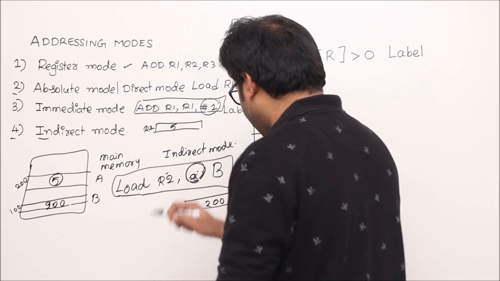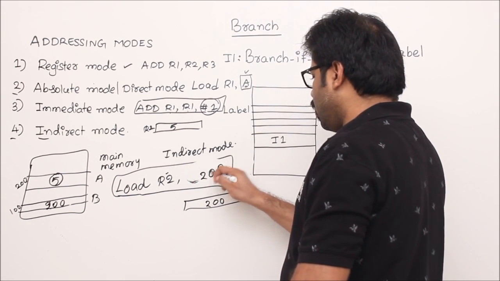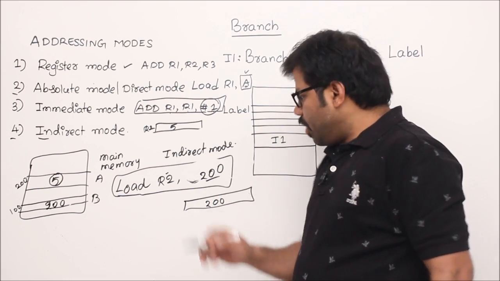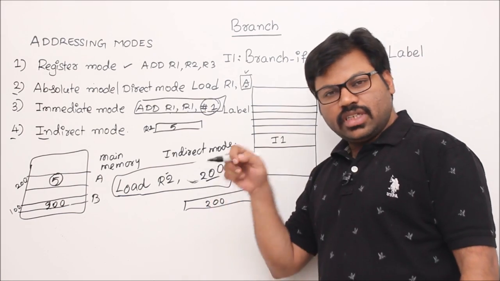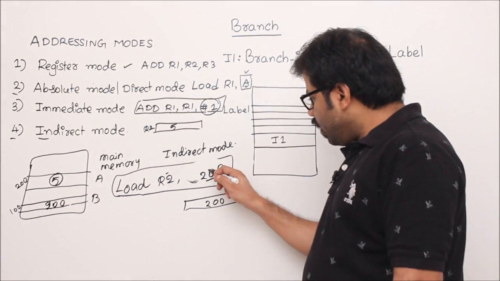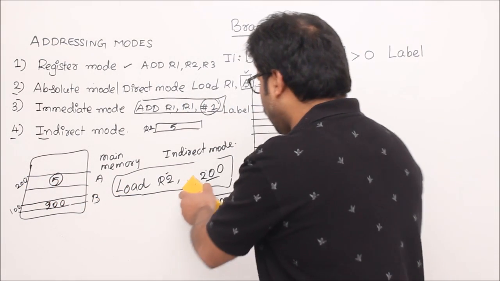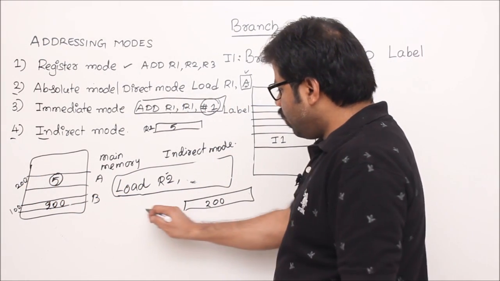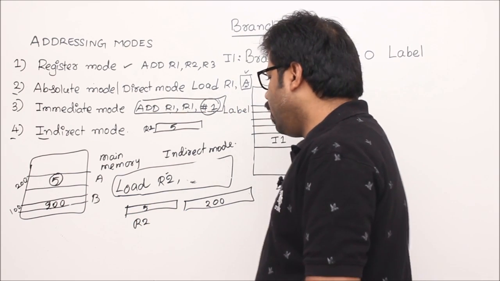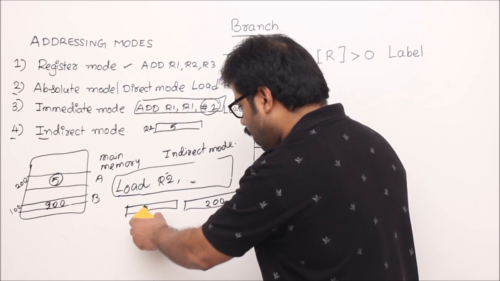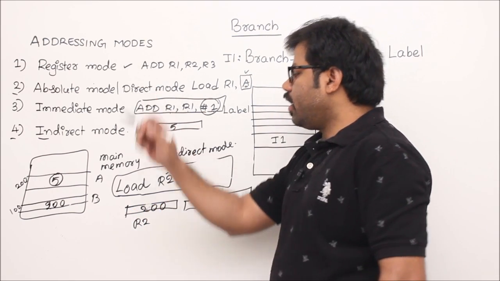Now finally I got 200. Is it the operand? No. If it were the operand, then that would be direct mode. Since it is indirect mode, we go to 200 again. When you go to 200 and fetch, you get 5. That 5 should be transferred to R2. Try to understand. If you store 200 here, that addressing mode is called direct addressing mode.